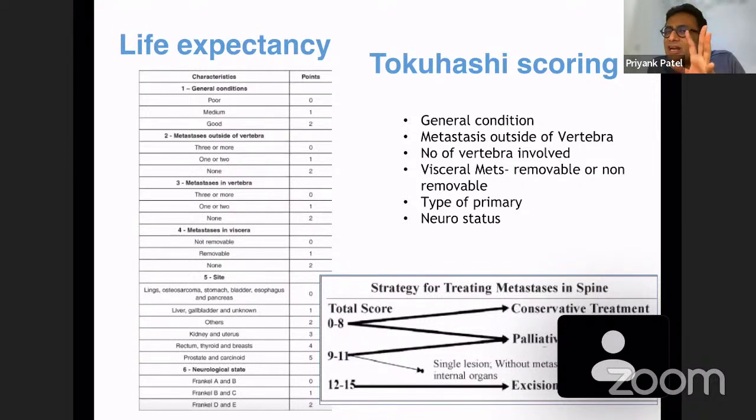So it can give us a general idea that if the score is from 0 to 6, you conserve because the patient is not going to live a lot. Or if the score is from 12 to 15, you do a good surgery because there's a very high chance that the patient is going to live long.